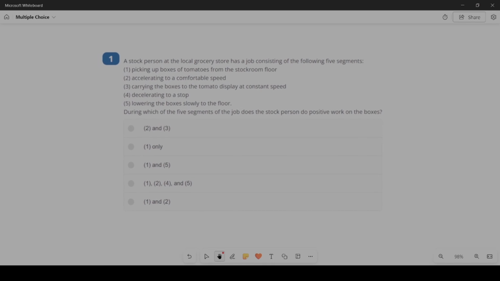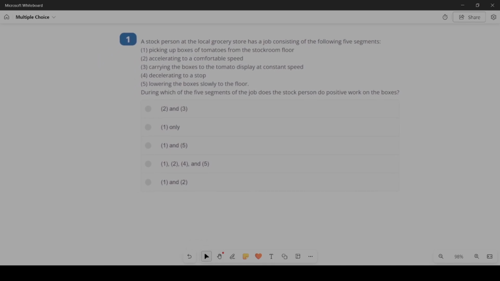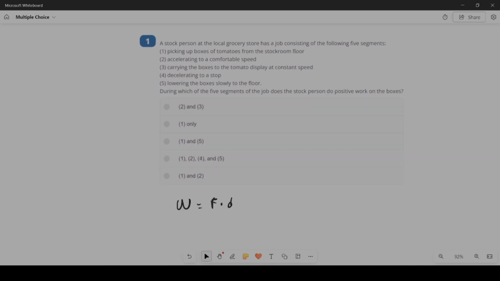Oh, this one's nice. Okay, so work is a scalar quantity that is defined as force times displacement. So as long as both force and displacement are in the same direction, the work will be positive. If both of them are negative, negative times negative is also positive work. So let's just analyze that.